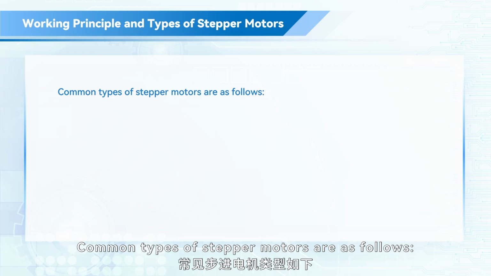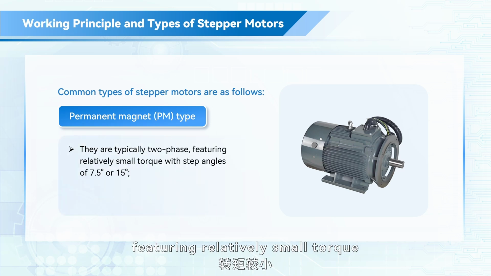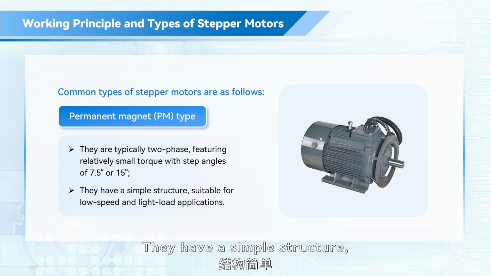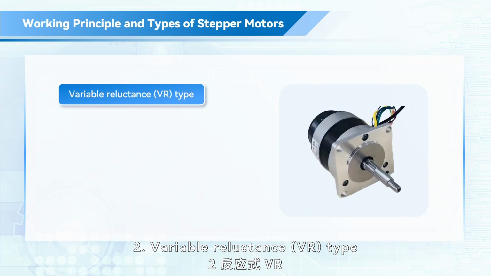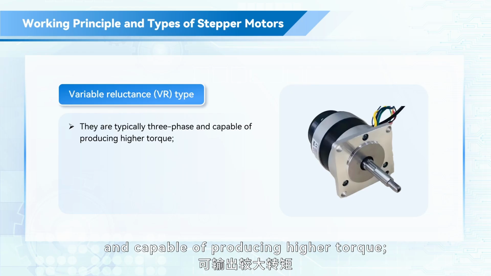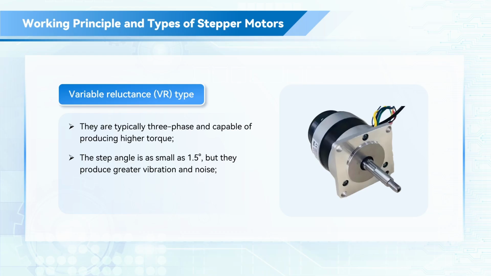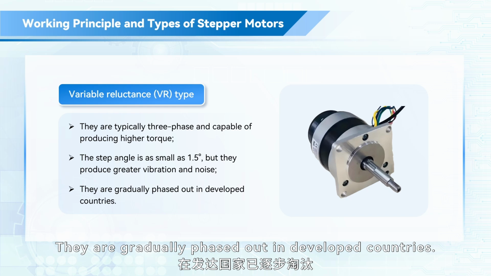Common types of stepper motors are as follows. 1. Permanent magnet PM type. They are typically two-phase, featuring relatively small torque with step angles of 7.5 degrees or 15 degrees. They have a simple structure, suitable for low-speed and light-load applications. 2. Variable reluctance VR type. They are typically three-phase and capable of producing higher torque. The step angle is as small as 1.5 degrees, but they produce greater vibration and noise. They are gradually phased out in developed countries.